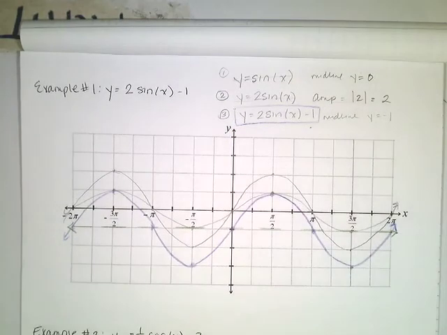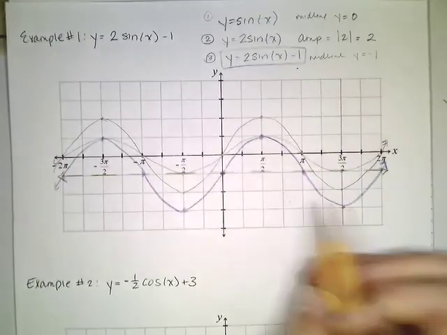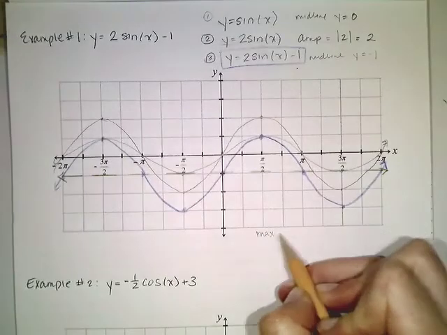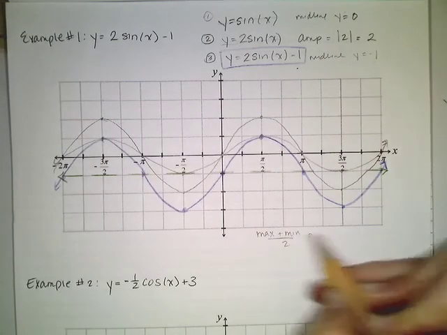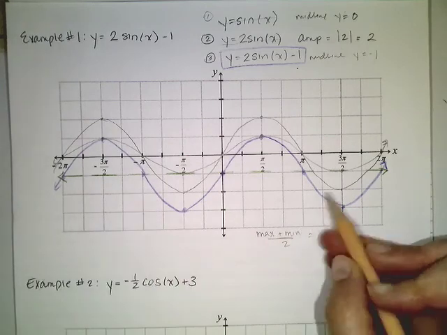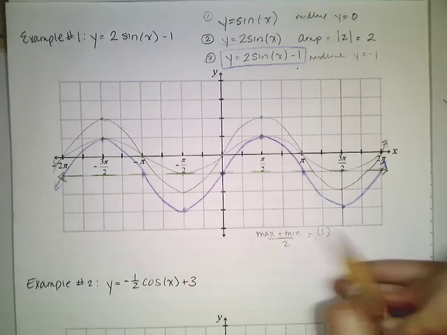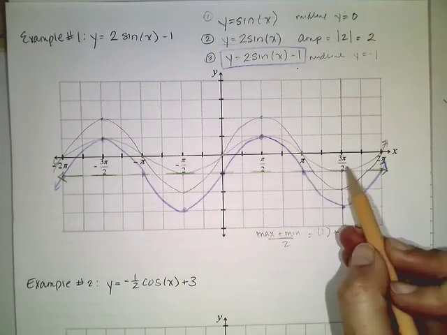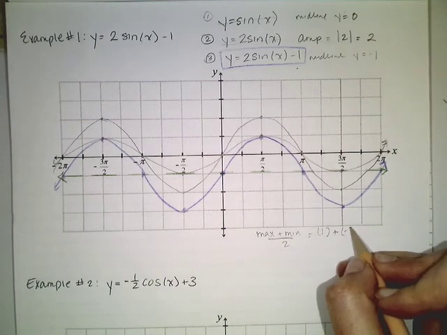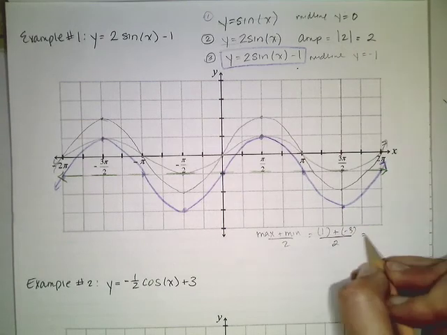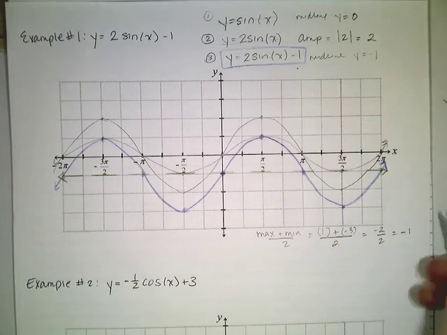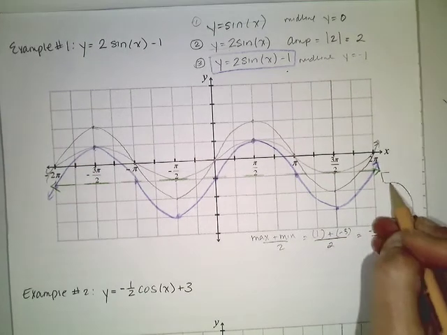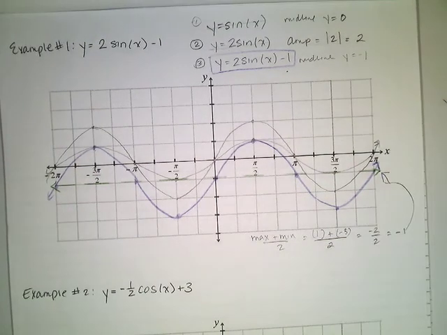And also, if I were giving you a graph and said, okay, calculate the midline, you would say, well, the max value plus the min value divided by 2. The max here of my purple is 1, right? Plus the minimum value, that's 1, 2, 3, so -3, divided by 2. Well, that's -2 divided by 2, or -1, right? See how that happens right there?